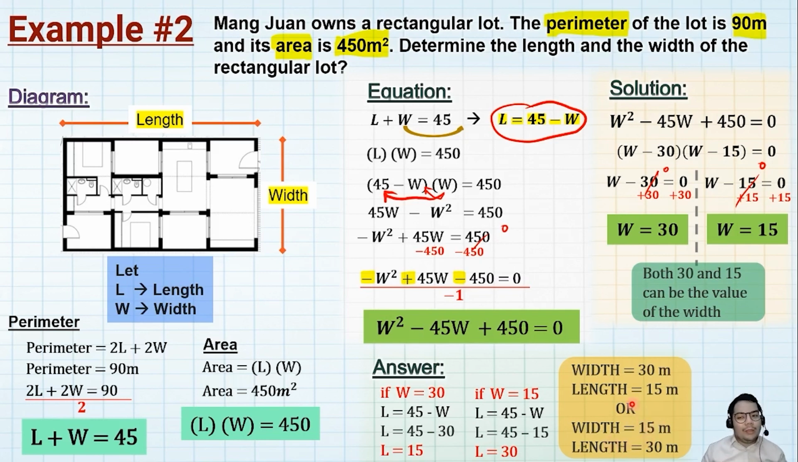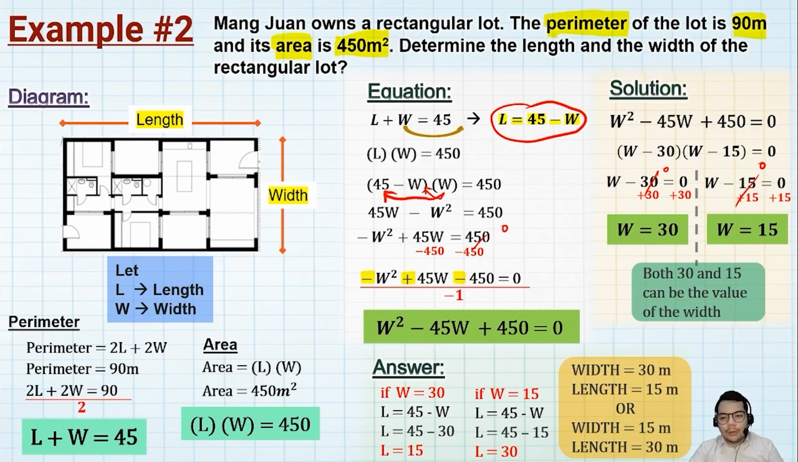So, pwede silang mag-reverse. Kaya pala kanina, hindi natin ma-identify kung ano yung mas mahaba, length ba or width, kasi dalawa pala yung possible set of answers. Yung isa ay mas mahaba yung width, yung isa ay pwedeng mas mahaba yung length.